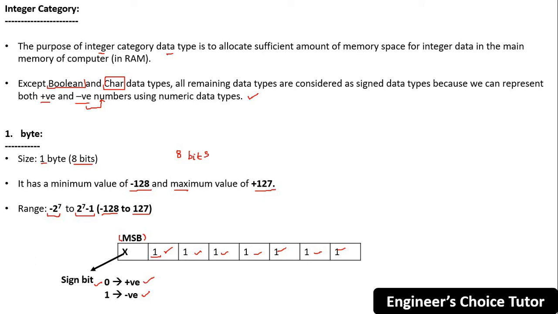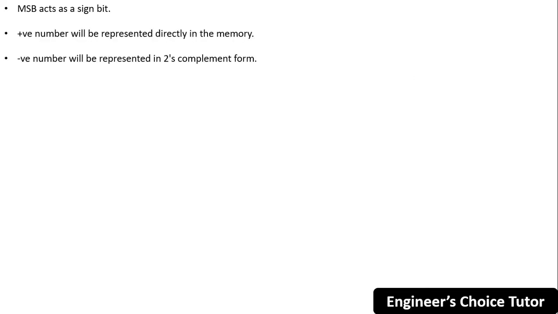Now let's see. Here the MSB acts as a sign bit, means the most significant bit acts as a sign bit. The positive number will be represented directly in the memory, but in the case of a negative number, it will be represented in 2's complement form in the memory. Please make these things clear.